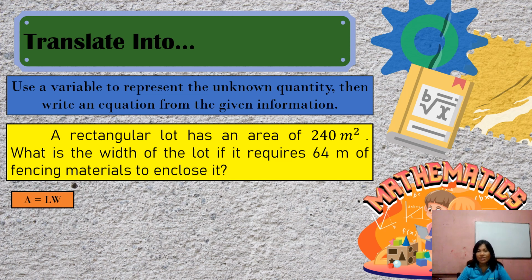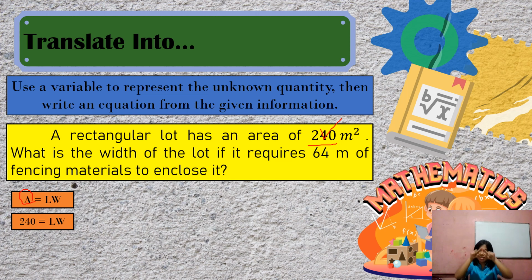Now, the area this time is given to be 240. So, we will substitute A here in our formula with 240. Okay, so it will become 240 equals length times width. Now, the other given is a fencing material. So when you fence your lot, it should be all around.